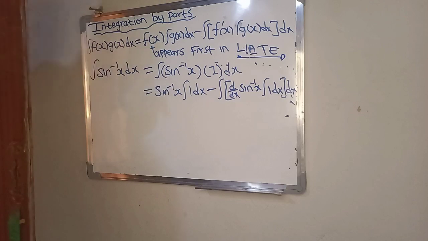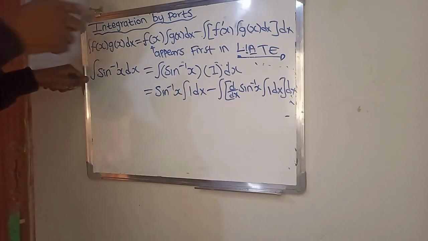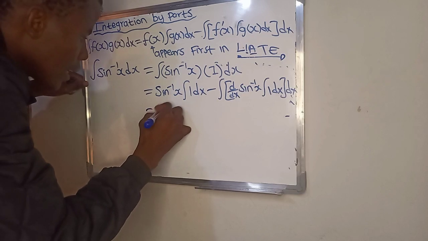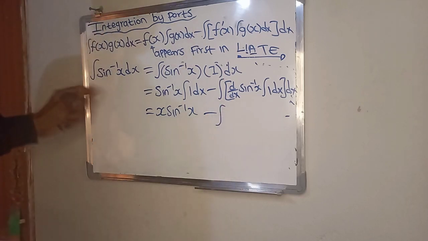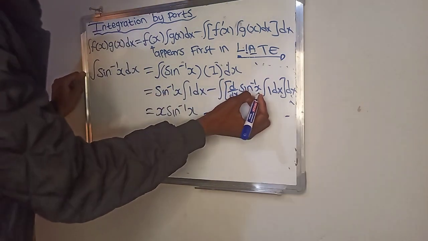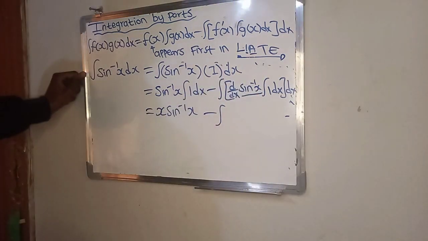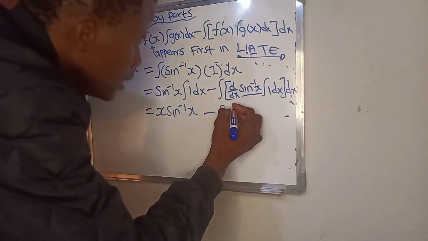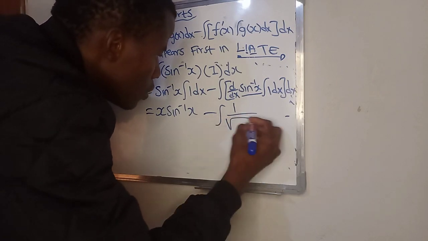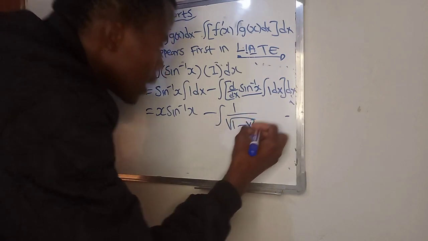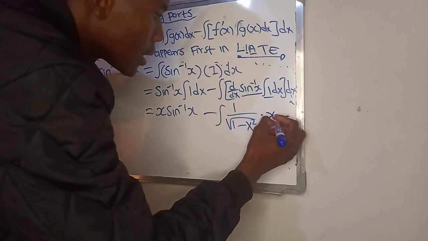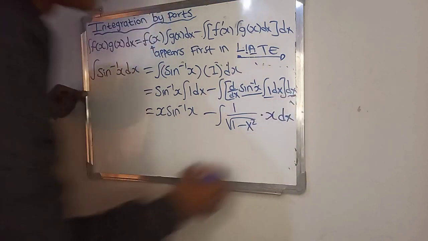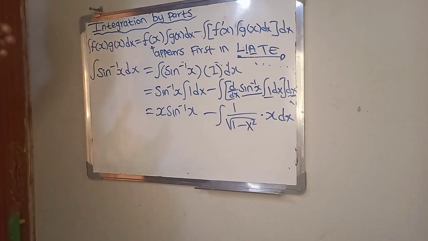So what is the integral of a constant 1? It's x. So this becomes x sine inverse of x minus, and you know very well that the derivative of sine inverse of x is always 1 over the square root of 1 minus x squared, multiplied by the integral of this, which is x. Don't forget this dx that you see here. So now we have applied integration by parts.